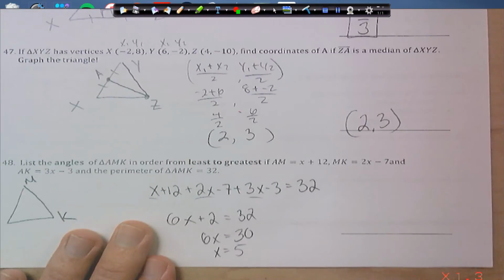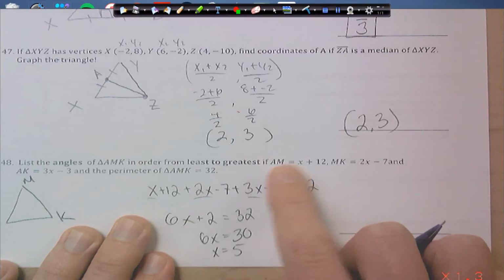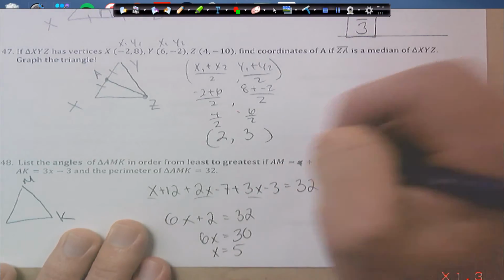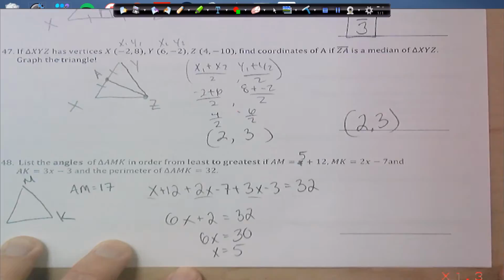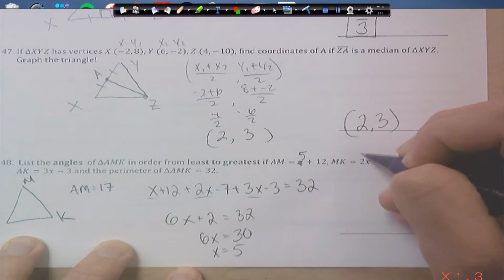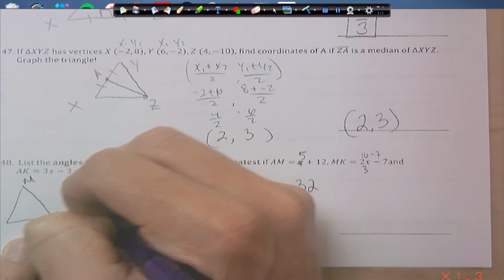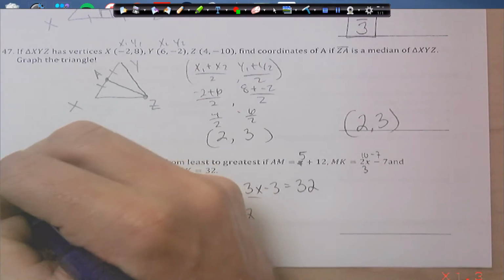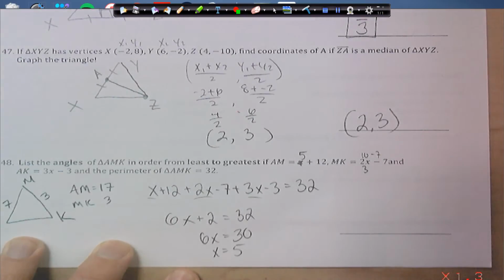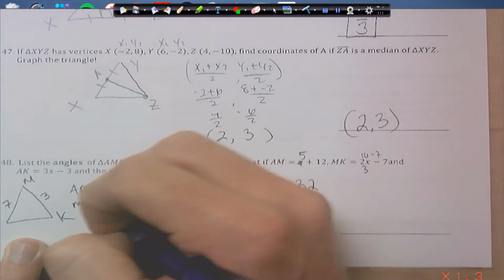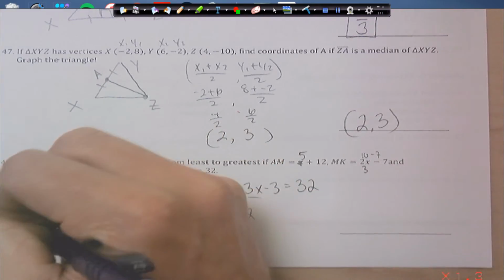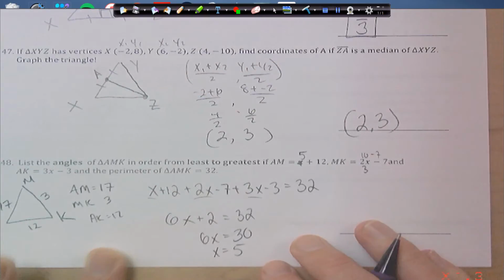I need to now know which side is the largest. So we're going to do AM. That's 5 plus 12, which becomes 17, so AM is 17. This is going to be 2 times 5, which is 10, minus 7, so 3. MK is 3. And then we're going to do 3 times 5 over there, which is 15, minus 3, which is 12. That was 17. Okay. All right, so our least angle is going to be opposite of the 3.